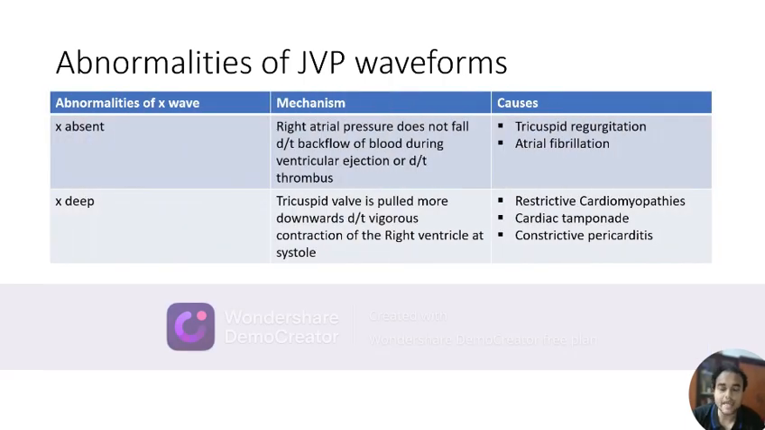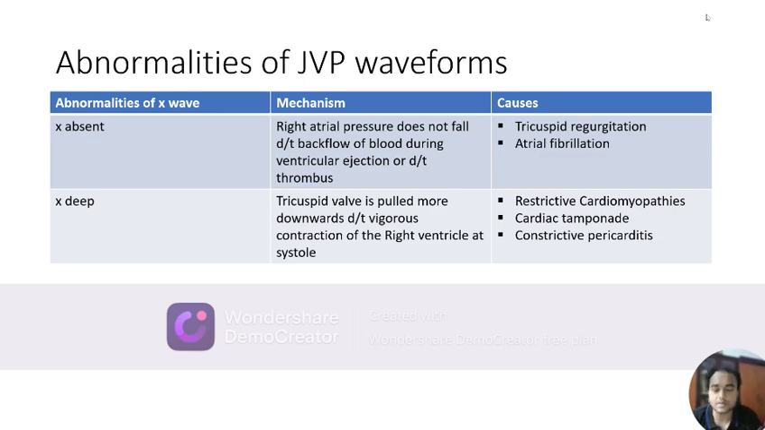Now, what are the abnormalities of the X wave? Two abnormalities: the X wave may be absent or the X wave may be deep. The X wave is produced due to the falling of the right atrial pressure, as the tricuspid valve is pulled downwards into the right ventricle when the right ventricular pressure falls during the ejection phase.